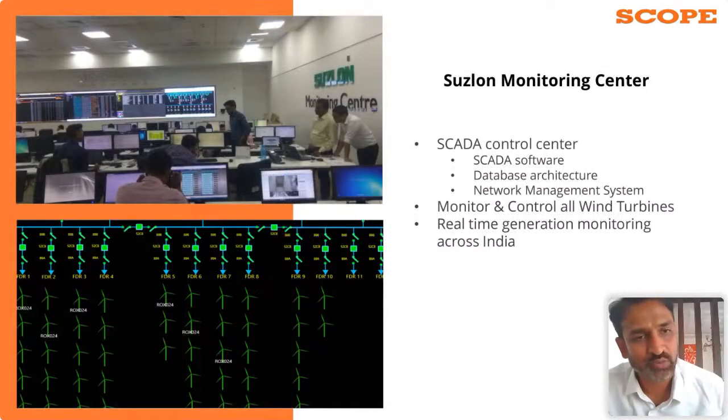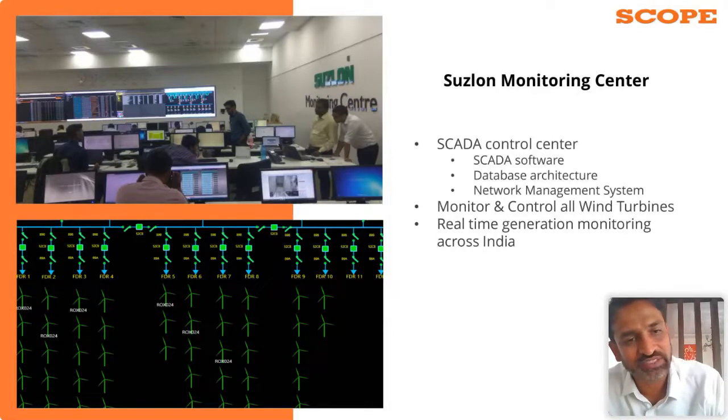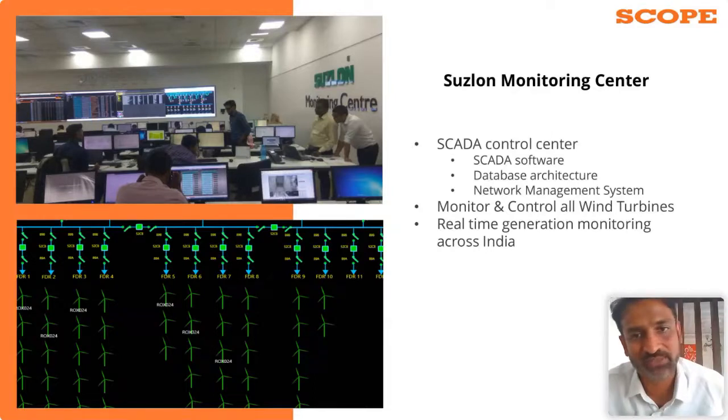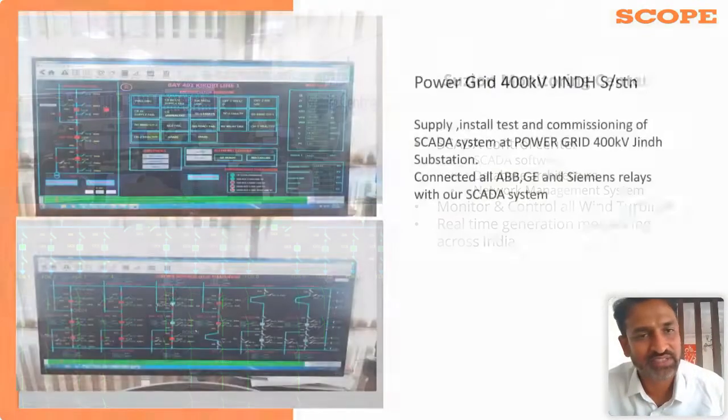And this is the Suzlon monitoring system, where you can see all the windmills, and even visually see them rotating. If a windmill is not rotating, it means it has stopped. That visualization you can see here. All these windmills are connected to a feeder, then a transformer, then to the control monitoring system of the Suzlon monitoring center. This is at the Suzlon center.